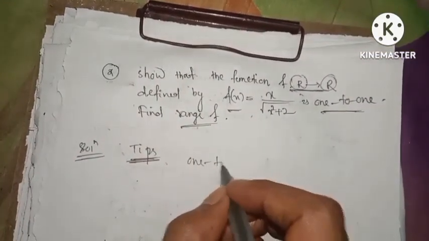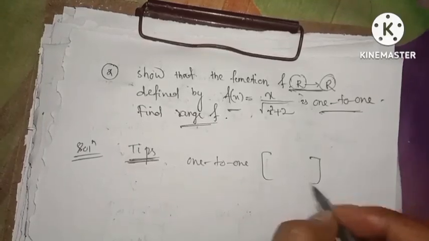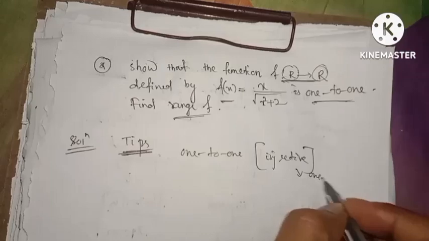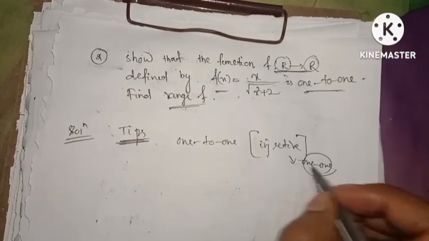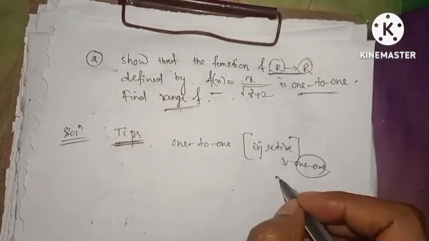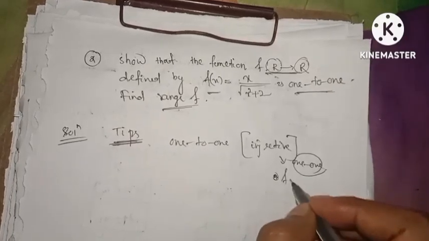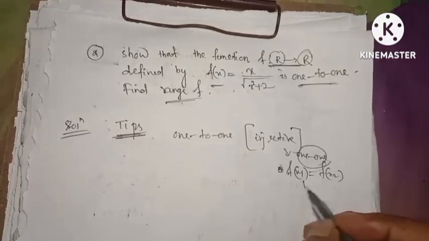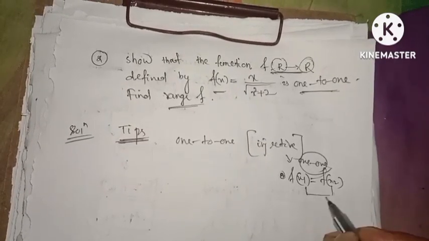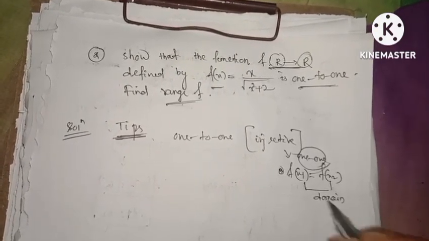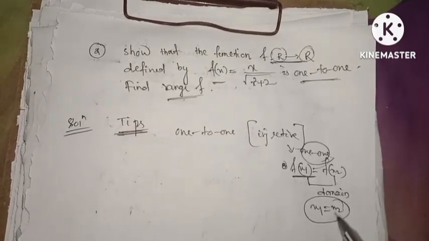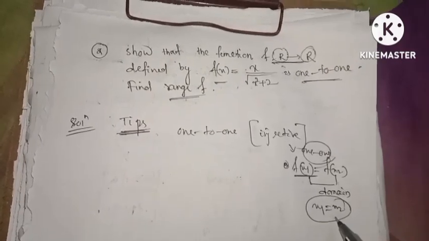Always remember the concept. What is the meaning of one-to-one? One-to-one means injective. How will you check injective? Suppose f(x1) is equal to f(x2), where x1 and x2 are two elements in the domain. If I prove that x1 equals x2 in this domain, then the function is one-to-one.